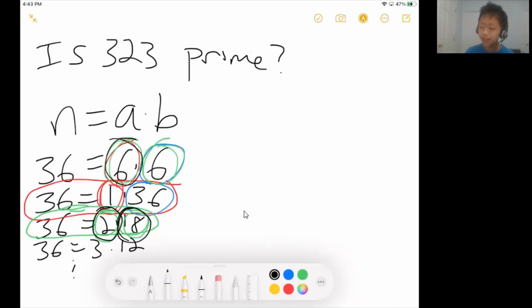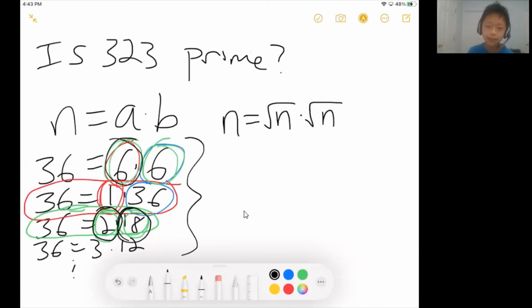And this is why, since n is equal to square root of n times square root of n, we only have to check the numbers up to the square root of n. If there existed a factor greater than square root of n, then we must also have a factor smaller than square root of n by this reasoning, which is why we can significantly reduce the number of positive integers we have to test, and instead only try up to the square root of n.